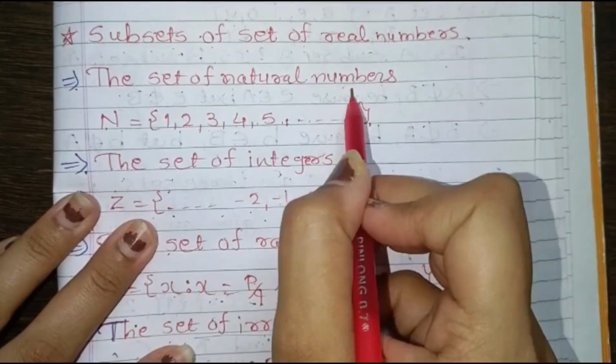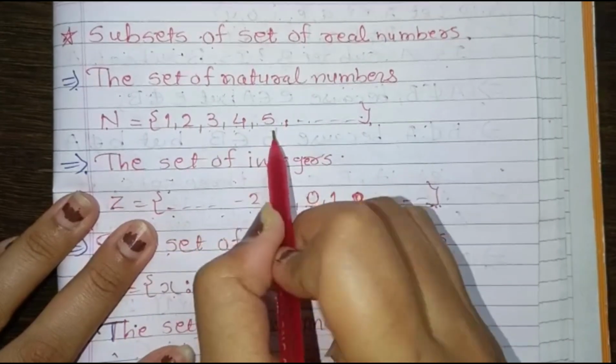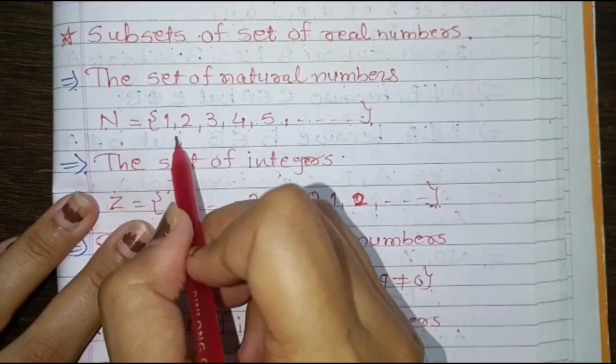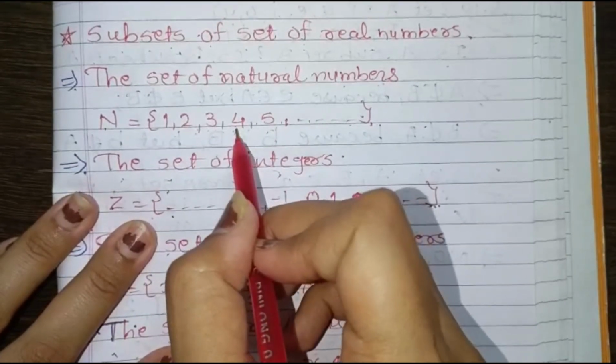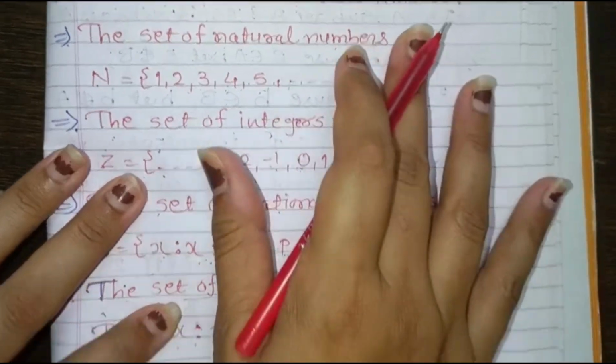Already we know these facts. Natural numbers are 1, 2, 3, 4, 5 and so on. All are positive integers, and you can call them natural numbers. There is no zero, no negative numbers, no fractions.